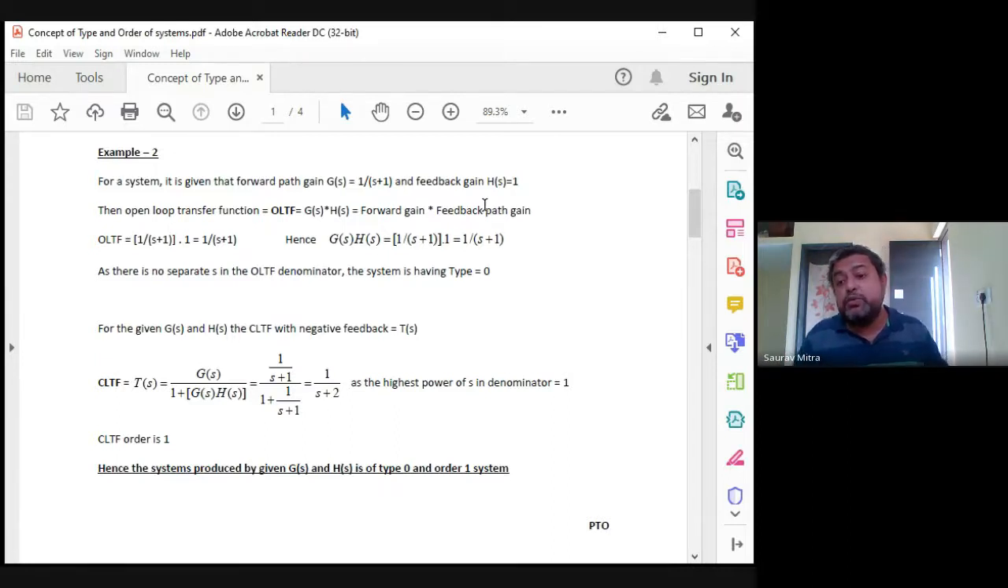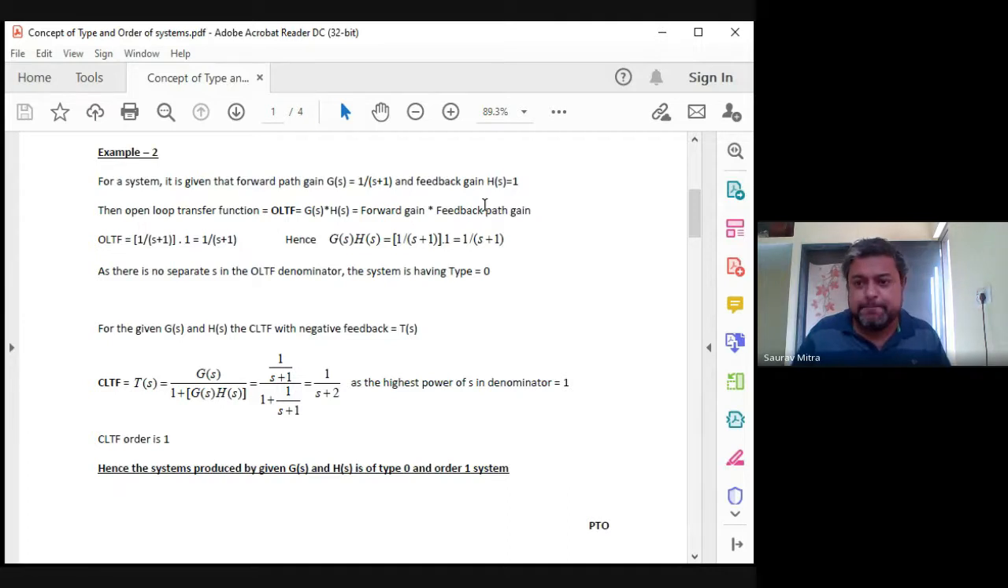If I am preparing a closed loop system with 1 by S plus 1 and 1, for that the closed loop system transfer function will be having its pole deeper into negative real axis, because this is having pole at S is equal to minus 2. Previous system was having pole at minus 1. Both systems are stable, but there is coming a concept of relative stability.